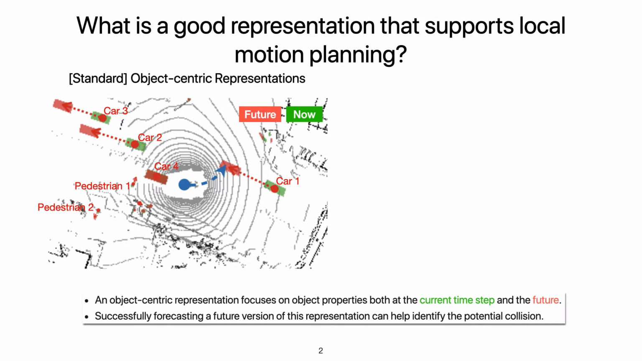What is a good representation for perception that supports locomotion planning? Here, we visualize a typical urban motion planning scenario from a bird's eye view, where an autonomous vehicle awaits an unprotected left turn. We highlight a candidate plan with a blue arrow, whose endpoint represents where the AV will be in 1 second. An object-centric representation, as adopted by standard perception stacks, focuses on capturing object properties, such as their shape, orientation, and position, both at the current timestamp and the future. Successfully forecasting a future version of an object-centric representation can help identify the potential collision.